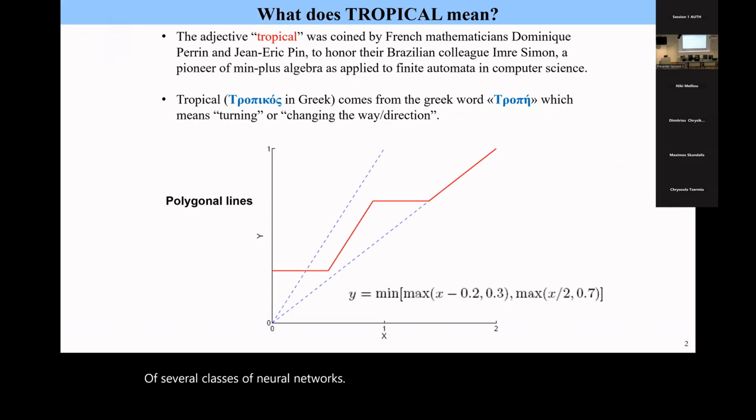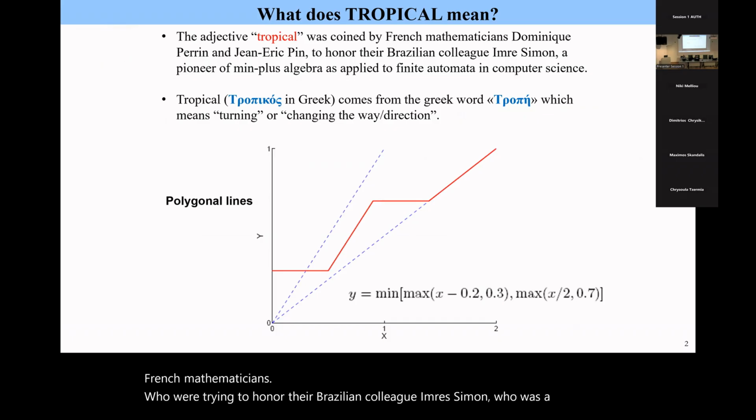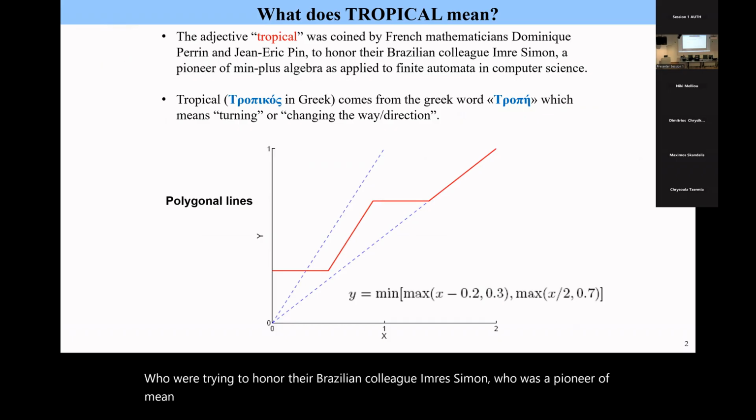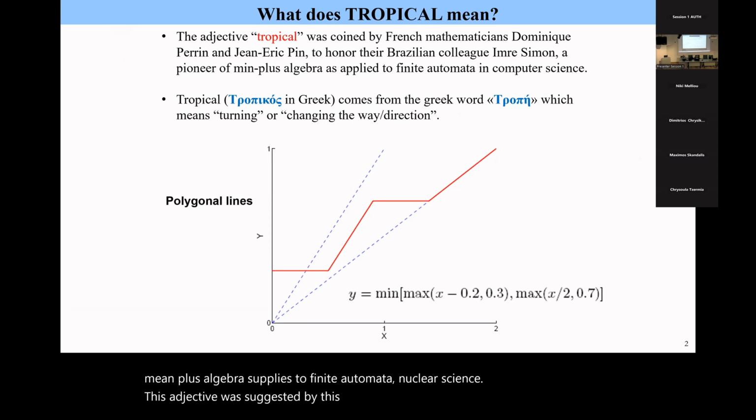Let us first give a meaning to the word tropical. This adjective was coined by French mathematicians who were trying to honor their Brazilian colleague, Imre Simon, who was a pioneer of min-plus algebra as applied to finite automata in computer science. This adjective was suggested by these French mathematicians in a playful way.